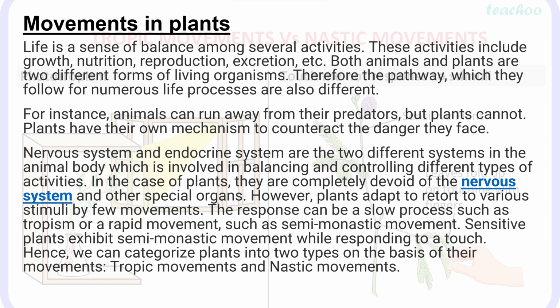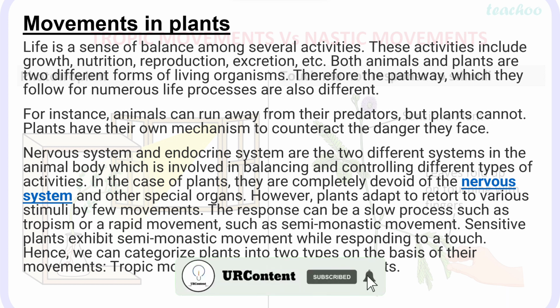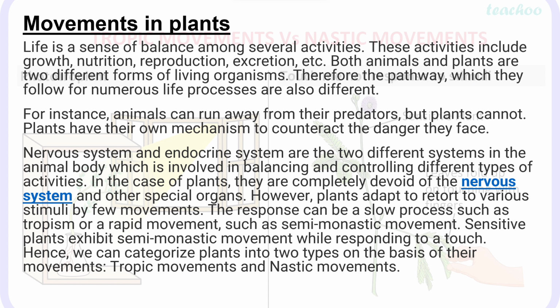In the case of plants, they are completely devoid of the nervous system and other special organs. However, plants adapt to respond to various stimuli by a few movements. The response can be a slow process such as tropism or a rapid movement such as seismonastic movement. Sensitive plants exhibit seismonastic movement while responding to a touch. Hence, we can categorize plant movements into two types: tropic movements and nastic movements.